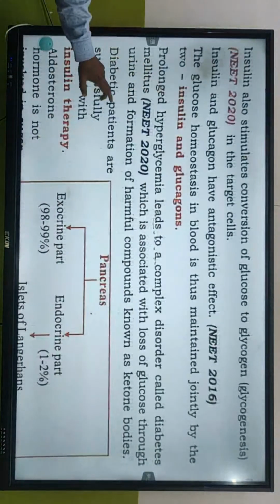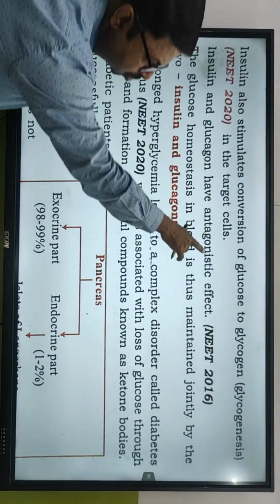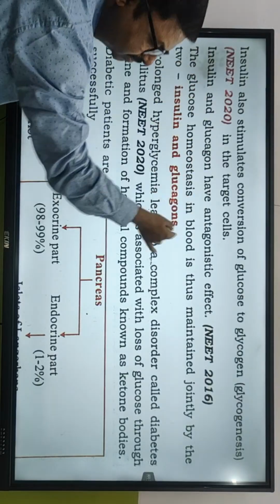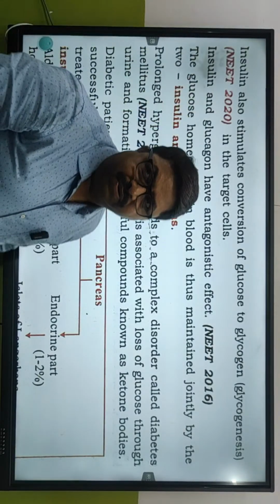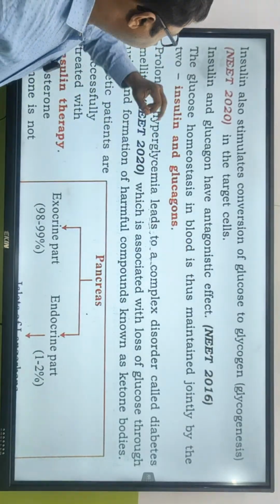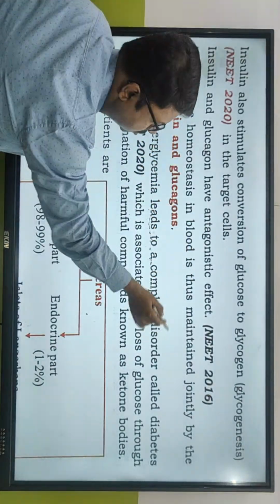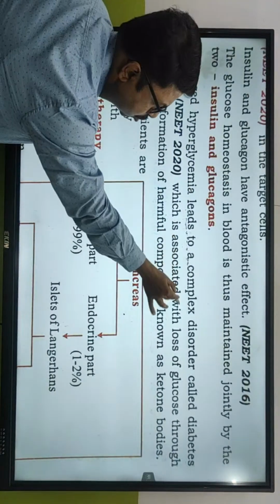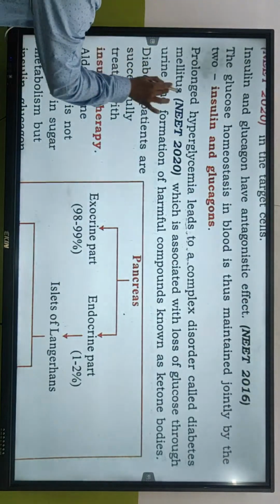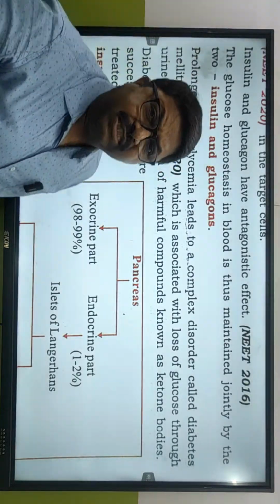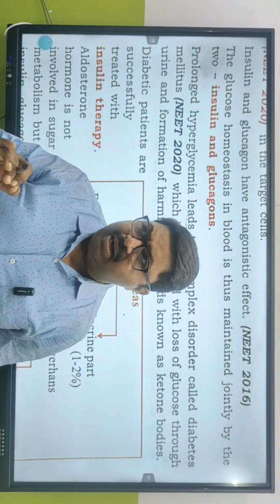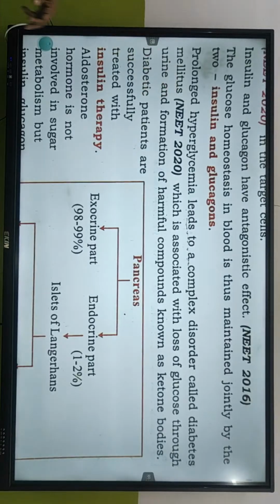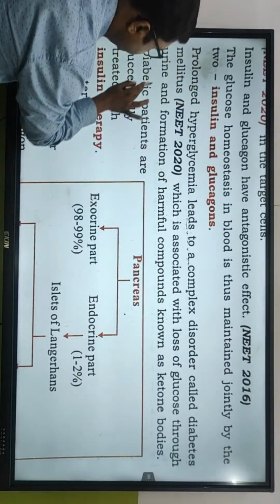Clear? Insulin also stimulates conversion of glucose to glycogen, that is glycogenesis, in the target cells. Insulin and glucagon have opposite, antagonistic functions. So this is an antagonistic effect. The glucose homeostasis in the blood is thus maintained jointly by insulin and glucagon. Prolonged hyperglycemia leads to a complex disorder called diabetes mellitus. What is hyperglycemia? A high level of glucose inside the blood. If it remains prolonged, we call it diabetes mellitus, which is associated with loss of glucose through urine.